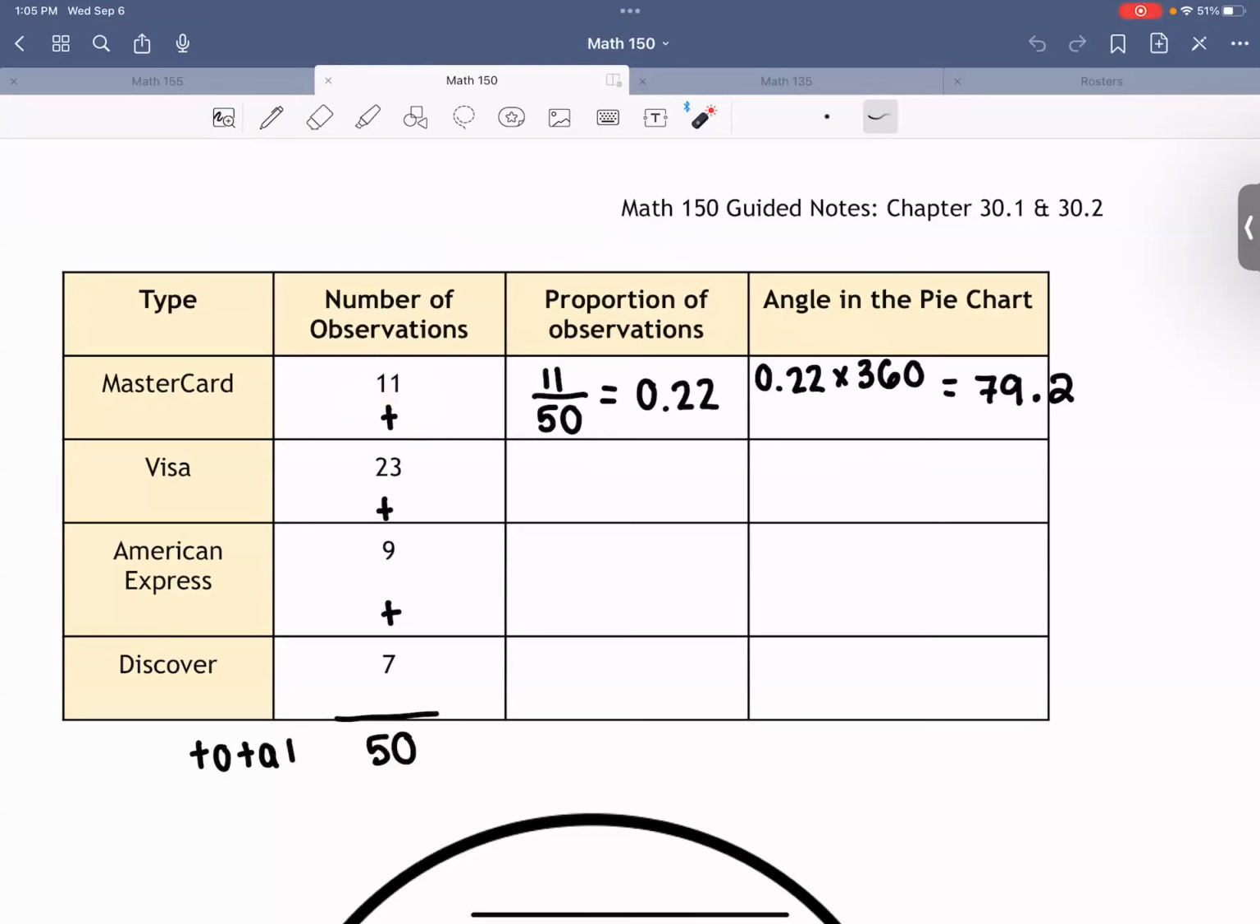Yeah, it's basically parts over whole, right? So the number of observations divided by the total, right? All right. And once you get that proportion, is there anyone who wants to explain how you get the angle in the pie chart? I'm getting names. I'm gonna cheat. Anna.